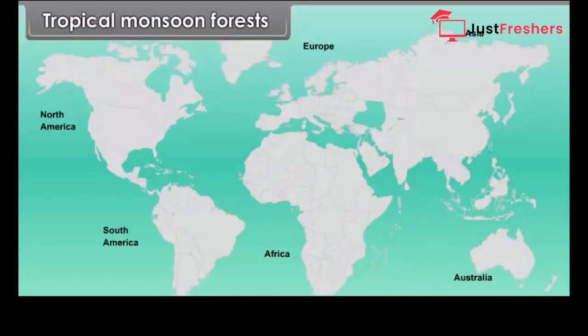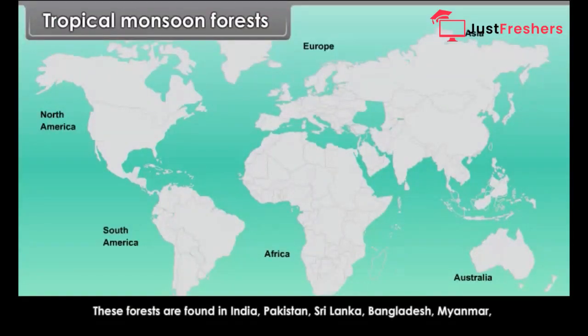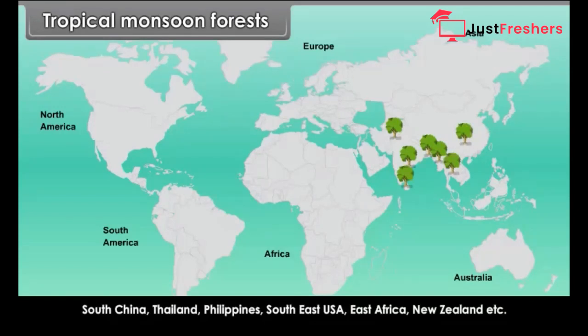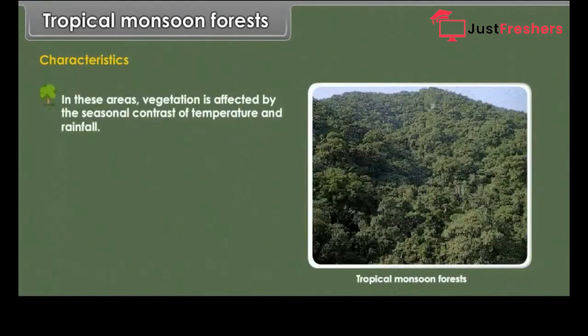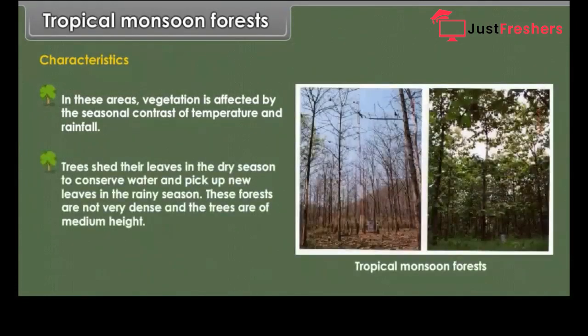Tropical monsoon forests. These forests are found in India, Pakistan, Sri Lanka, Bangladesh, Myanmar, South China, Thailand, the Philippines, Southeast USA, East Africa, New Zealand, etc. Characteristics. In these areas, vegetation is affected by the seasonal contrast of temperature and rainfall. Trees shed their leaves in the dry season to conserve water and pick up new leaves in the rainy season.